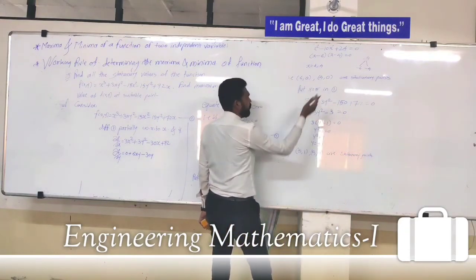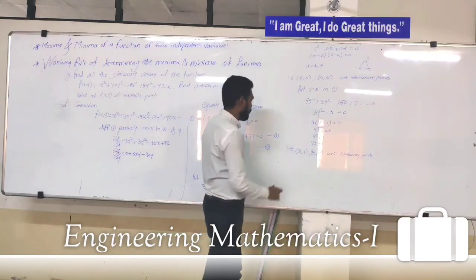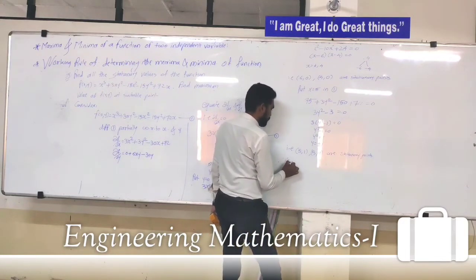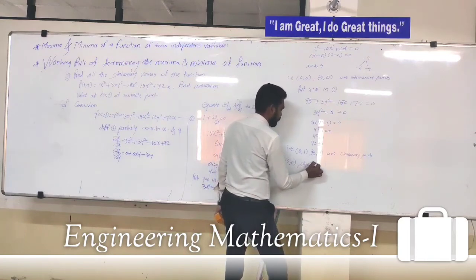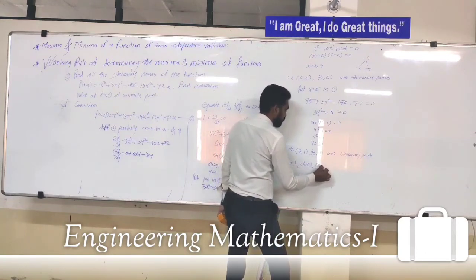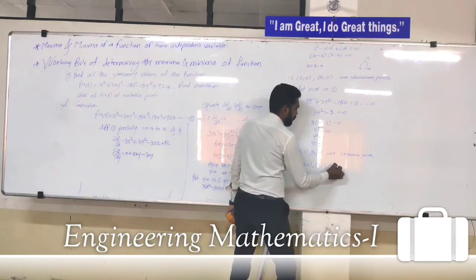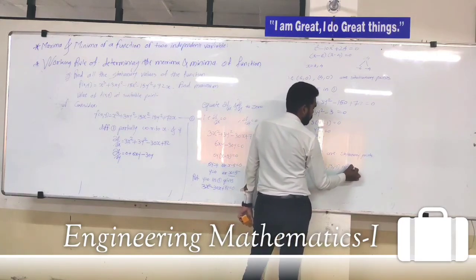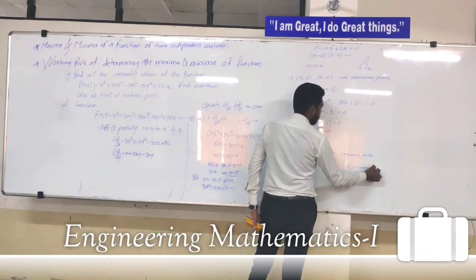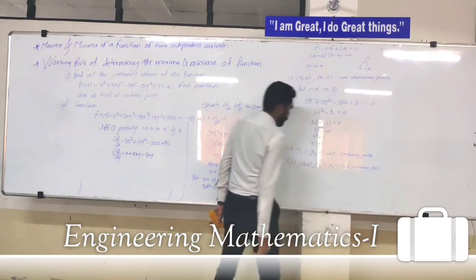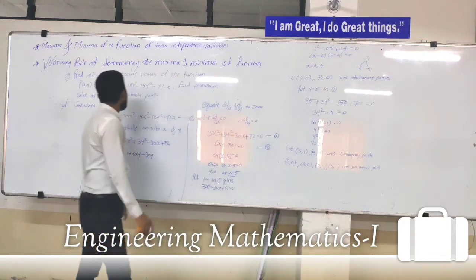Therefore, the total stationary points we get: 4, 6, 0; 4, 0; 5, 1; 5, minus 1 are the required stationary points.